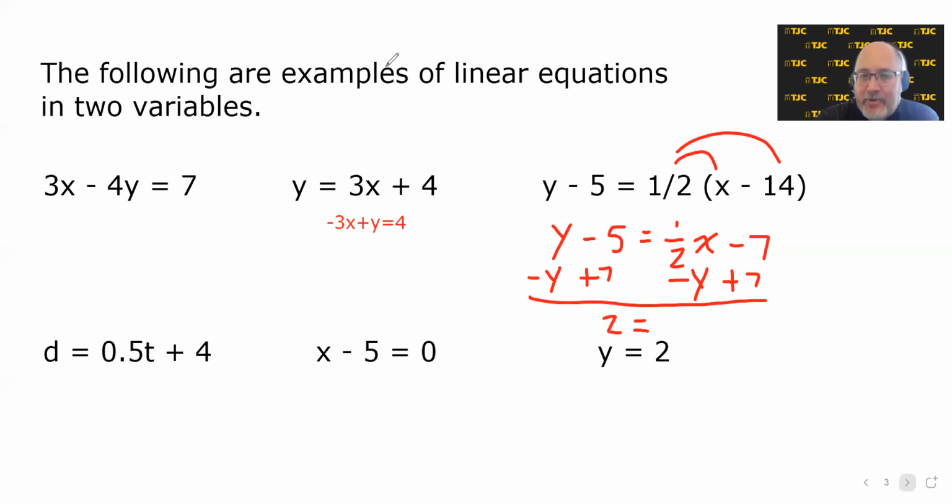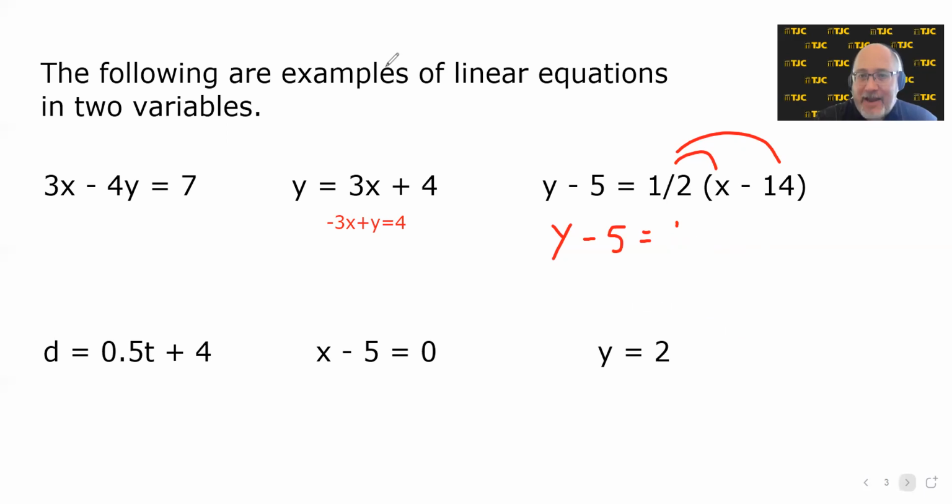And on the right side, I would have 1/2 x minus y, and then the 7s would cancel. That's in standard form. Something x, something y equals something. But again, I don't have to actually do any of that to say you are a linear equation. The fact that I can is enough to make it a linear equation. I do want to go ahead and type what that equation was. It was 7 equals 1/2 x minus y.